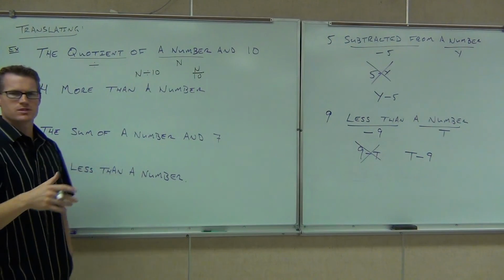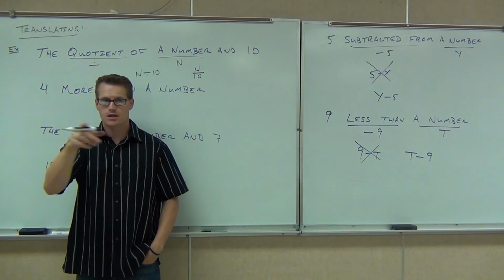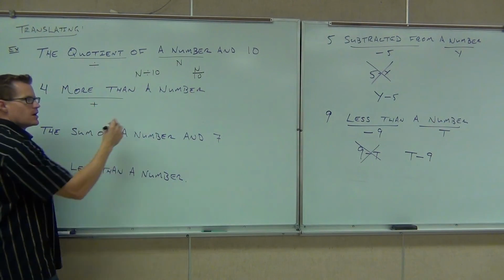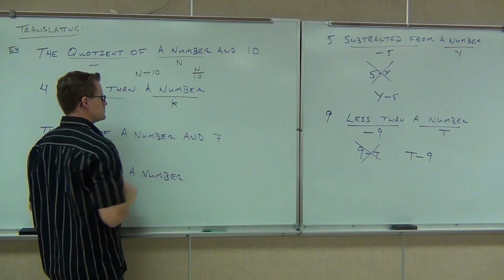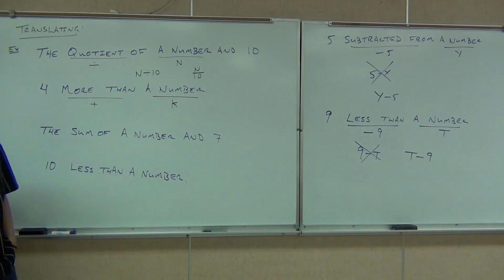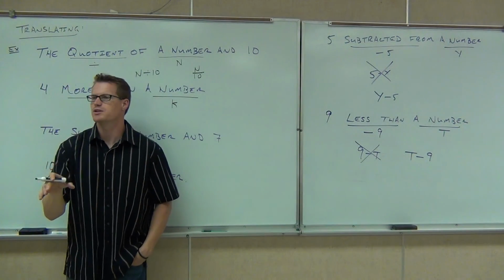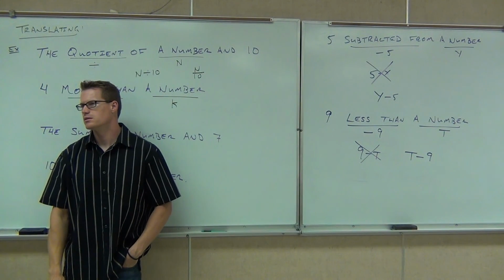4 more than a number. What does more than mean? Addition. Okay, so we're adding somehow. We're going to underline that and put plus. A number, I'll pick k. Now, does it go 4 plus k or k plus 4? What did you guys put? Why? Explain that. Why would it be 4 plus k?